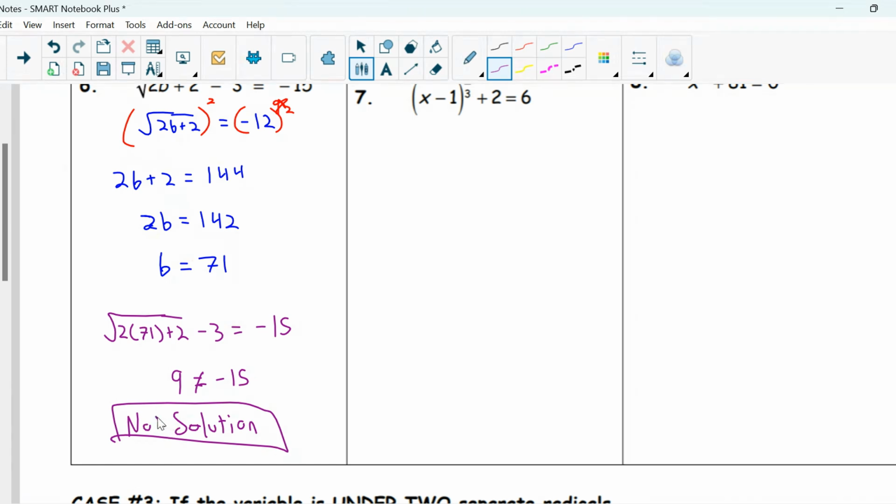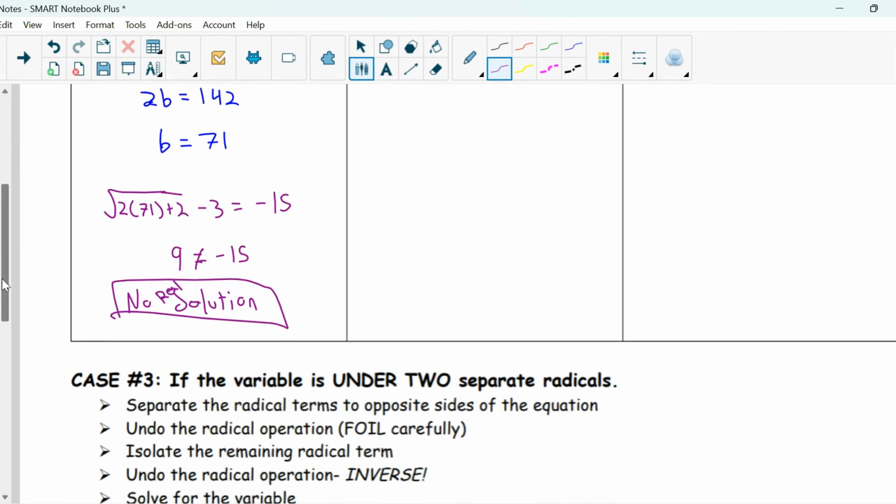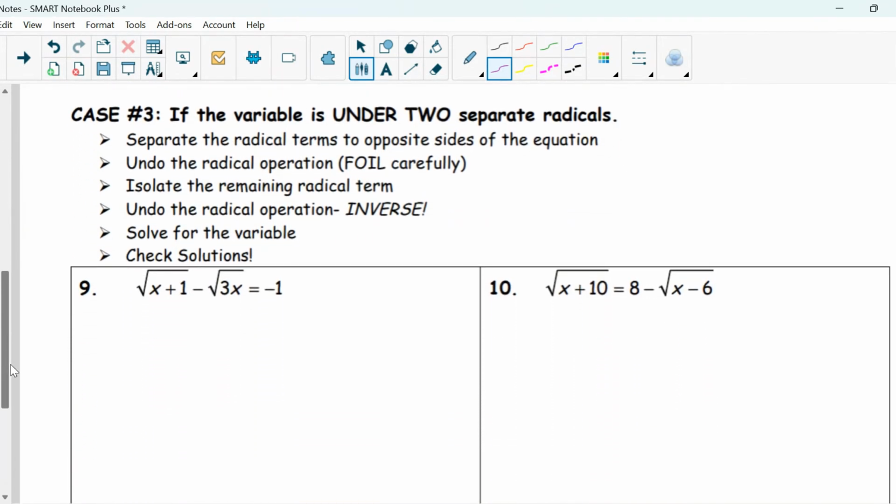I should really add "real" in here, because you could find an imaginary solution. All right, case number 3.